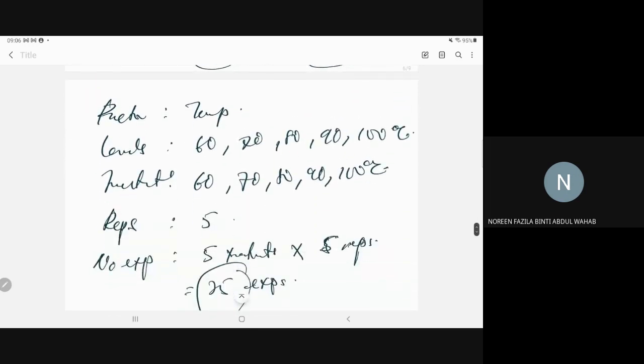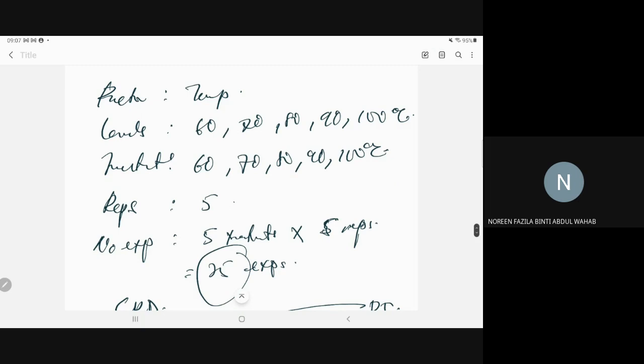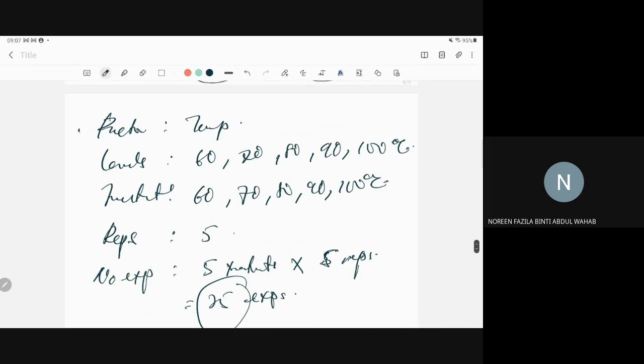So we have temperature as our factor, and then we have also different levels, and then treatment. These terms, you have to really know for you to understand what is the design of experiment. The factor basically is what we are going to determine or study. In this case, we are going to determine the effect of heat or temperature on, for example, antioxidant capacity. So the factor is temperature.